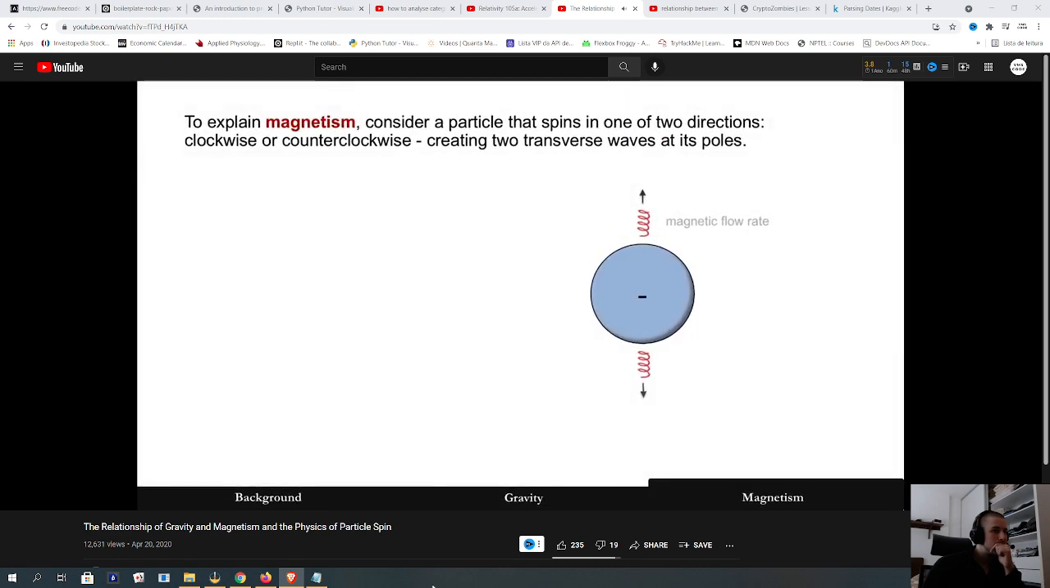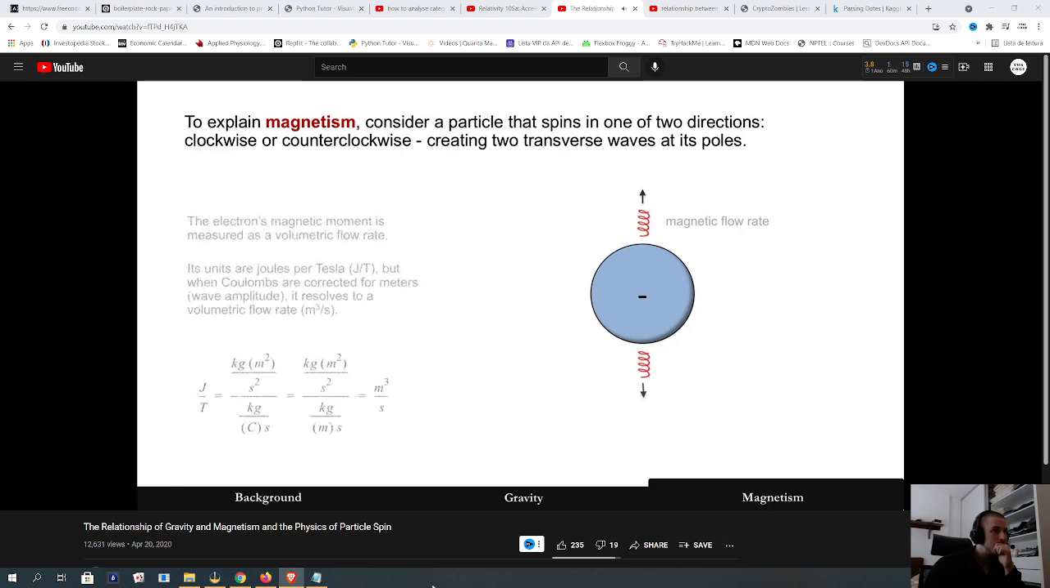Because we're going to get to magnetism now and explain how magnetism is related to gravity. So let's do this. Let's consider a particle that spins in one of two directions, counterclockwise or clockwise, and it creates two transverse waves at its poles. Now, the magnetic moment for the electron is actually a strange one in terms of units. It's not energy or forces, which would make life a lot easier to be able to explain everything. Its units is something called joules per Tesla. But everything else so far has been measuring coulombs, which is the unit for charge, as wave amplitudes.